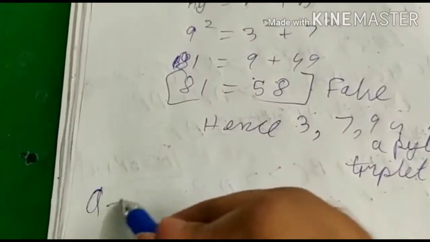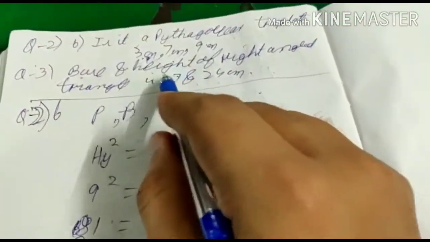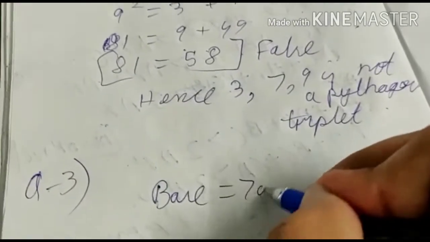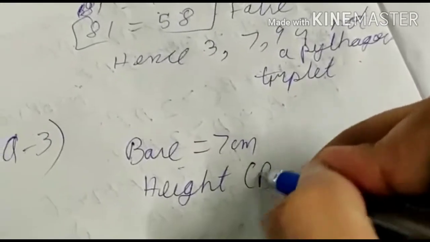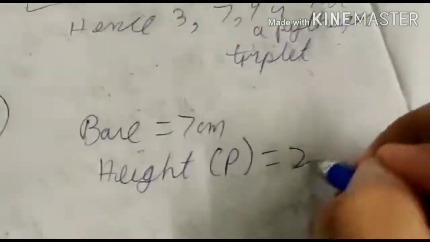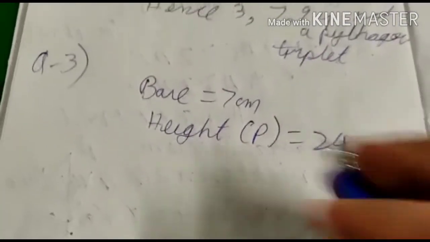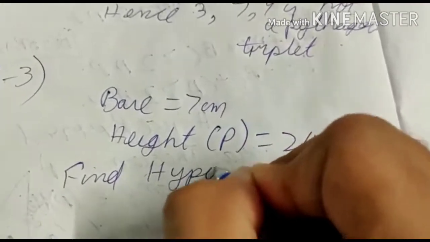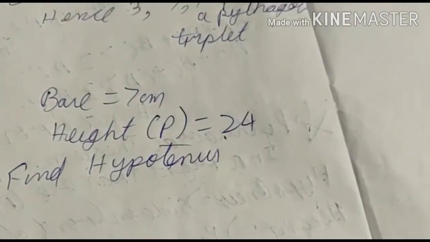Okay. So our question number 3 here is, we are given the base and height. Base is 7. Height means P, perpendicular, is 24. What we need to find? We need to find the hypotenuse. Okay, we have to find the hypotenuse.